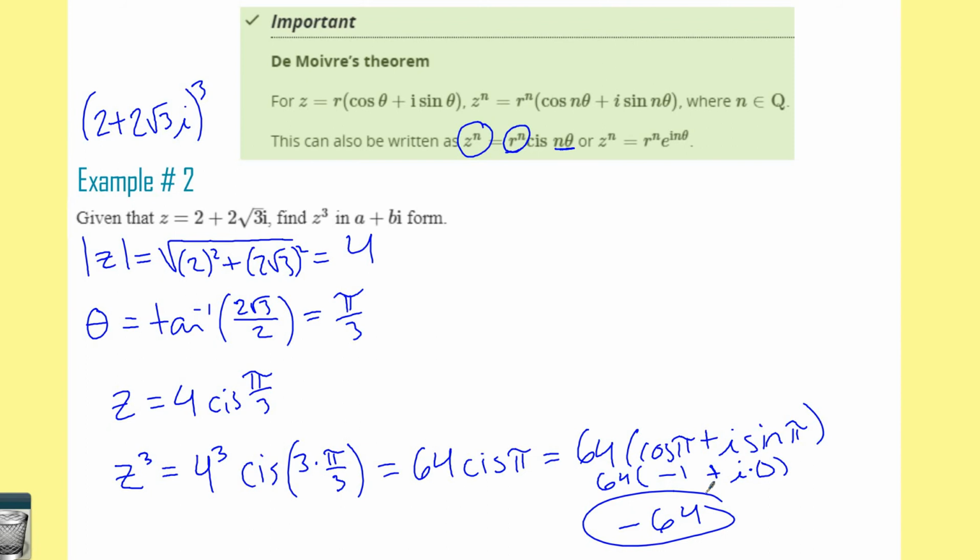So our answer is just negative 64. All right, yes, there's a lot of steps and a lot of calculations, but I feel like I make a lot fewer mistakes doing it this way than doing it this way. All right, but that's how you show that theorem.